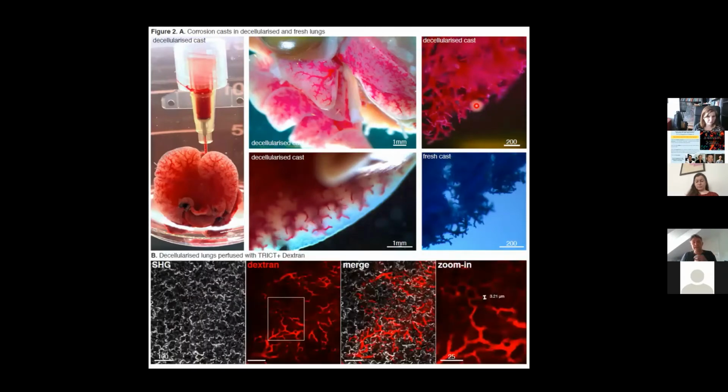When we injected dextrans, we could actually also see that the dextran was maintained in the tissue. Actually very surprising, because you would imagine when you remove endothelial cells that the dextran would leak out of the vasculature very quickly, but this was actually not the case. So it's really suggesting that the basement membrane is a very important factor in leakiness of vasculature.